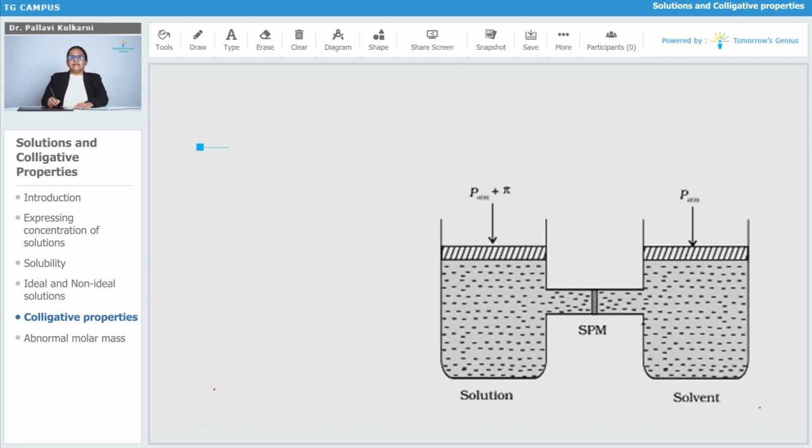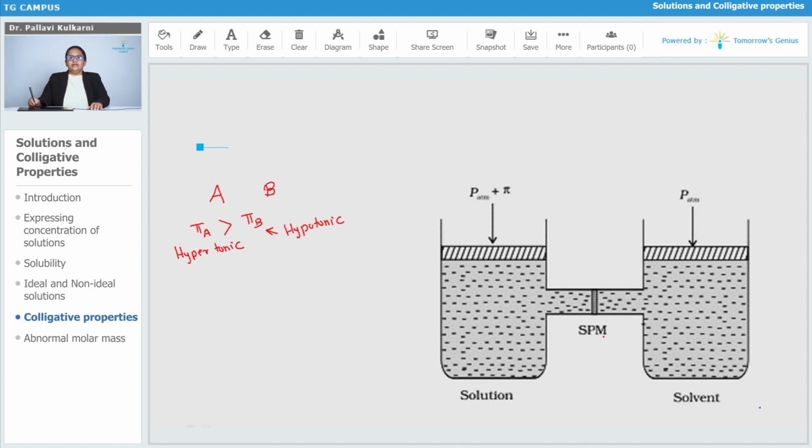Okay, now in this case, out of the two solutions, say one solution is A and another solution is B, if the osmotic pressure of A, π A, is greater than π B, right? Okay, so in this case, A will be called hypertonic and B will be called a hypotonic solution. Hyper stands for greater, hypo stands for lower.